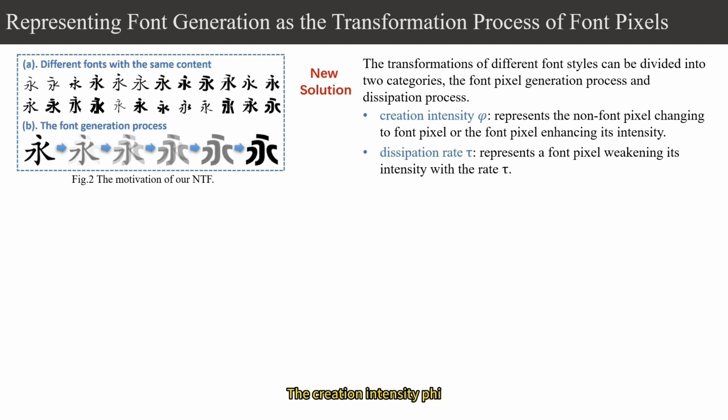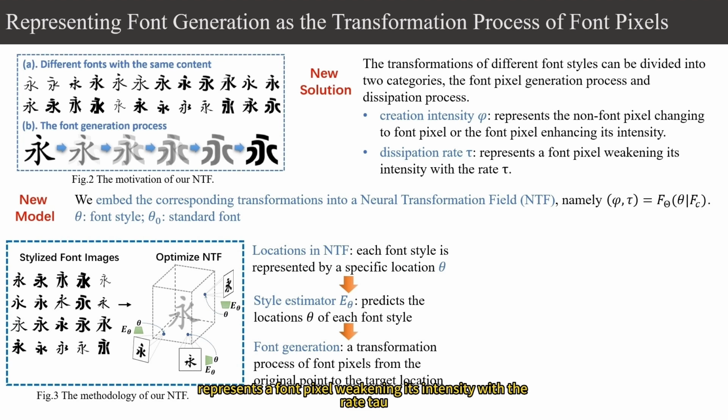The creation intensity phi represents the non-font pixel changing to font pixel, or the font pixel enhancing its intensity. The dissipation rate tau represents a font pixel weakening its intensity with the rate tau. To model this transformation process, we construct a neural transformation field to embed above transformations quantities. Figure 3 provides the methodology of our model.